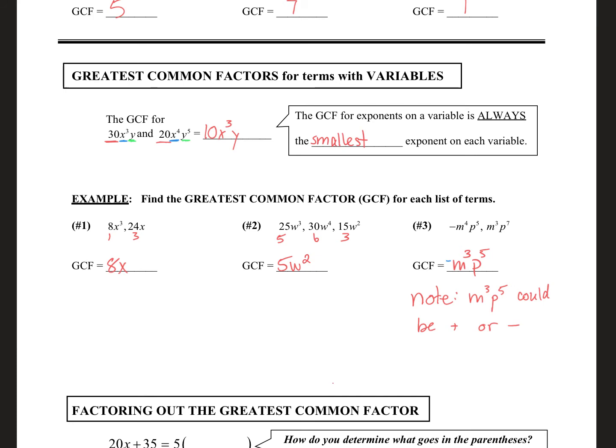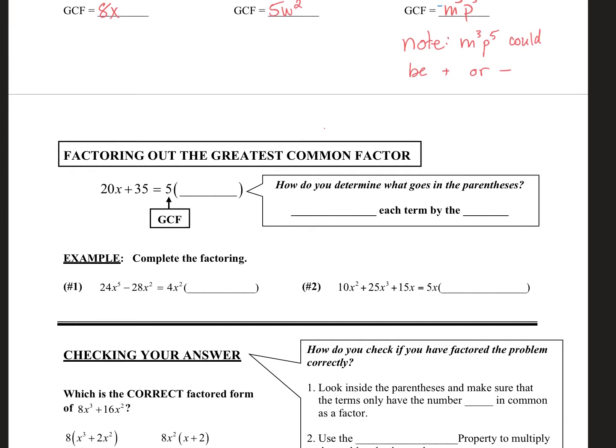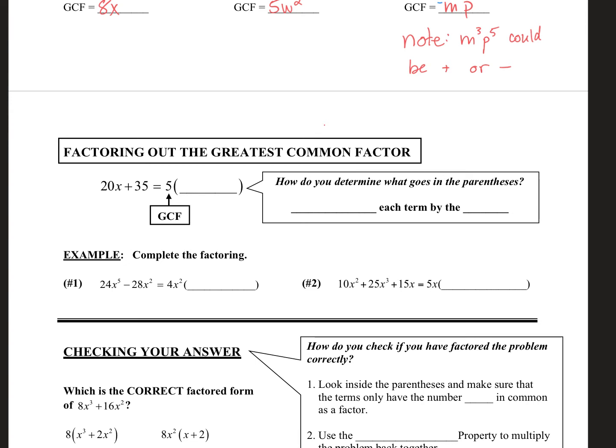So now we're going to be given an expression. We're going to be asked to factor out the greatest common factor. So in this first example, we're given that the greatest common factor of 20x and 35 is 5. So what does it mean to factor that out? Okay, what's going to go inside the parentheses is each of these terms divided by 5. That's what's going to go here, and that's what's going to go here. All right, so 20x divided by 5 is 4x, and 35 divided by 5 is 7.